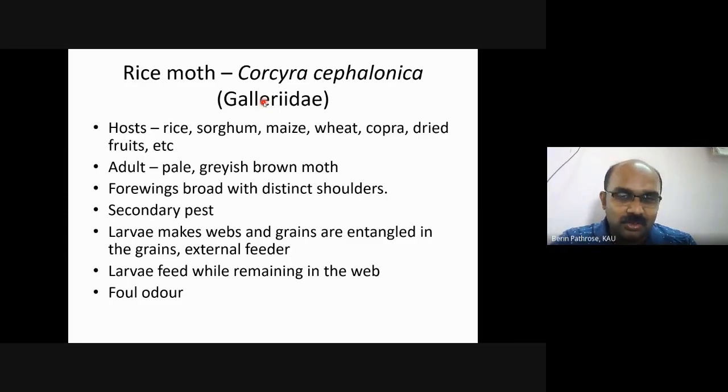It infests almost all cereals, seed, copra, dried fruits, etc. And the typical feature is that it makes webbings of the grain. It makes webbings of the grain, and the larvae will remain inside the webbings. It is a secondary pest. It is an external feeder, and the larvae remain within the webbing and feed on the grain. You might have seen sometimes in wheat flour, rice flour, etc. If you see it, you can see some webbed grains.